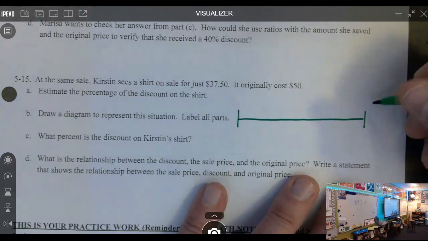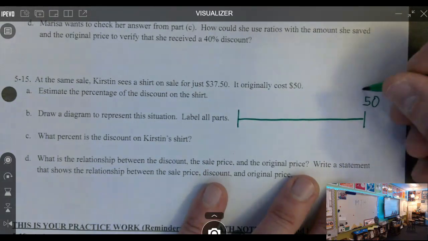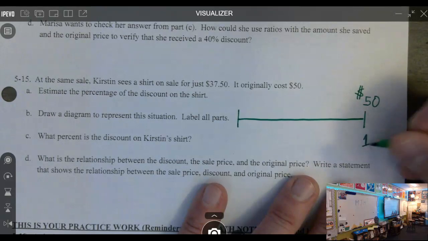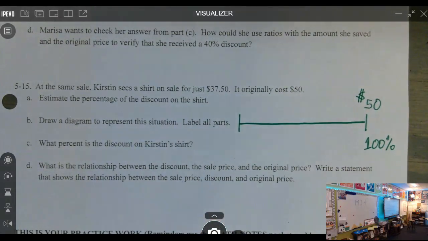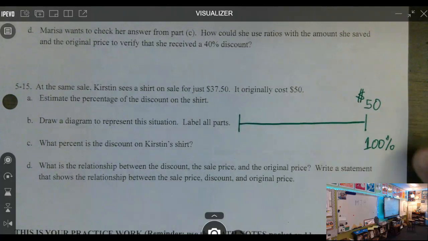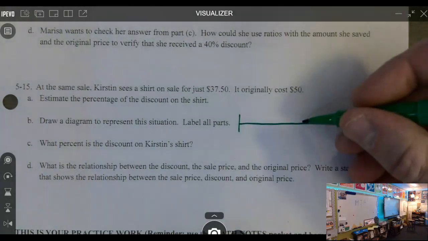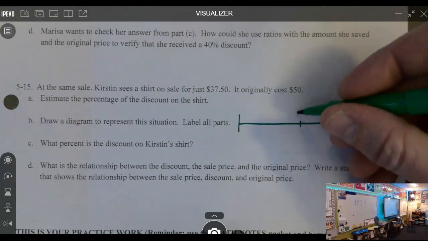So 100% is $50. Can anyone tell me anything based off of that, like, oh, well, if that, then that? If 100% is $50. 50% is 25. Okay, then 50% would be $25.